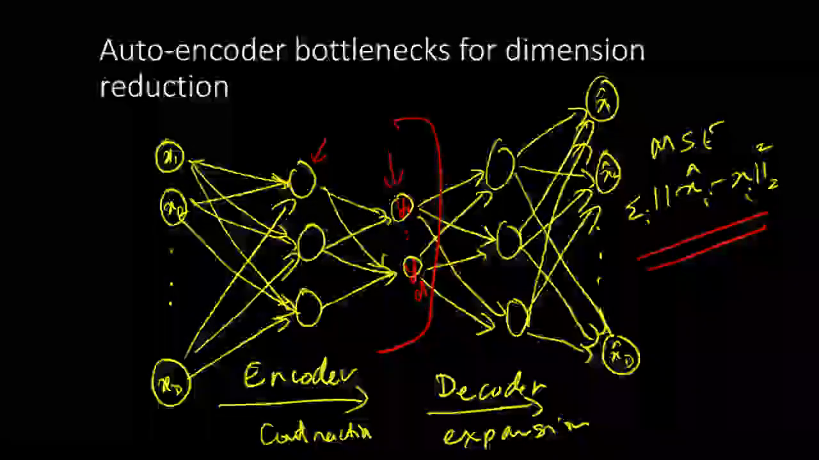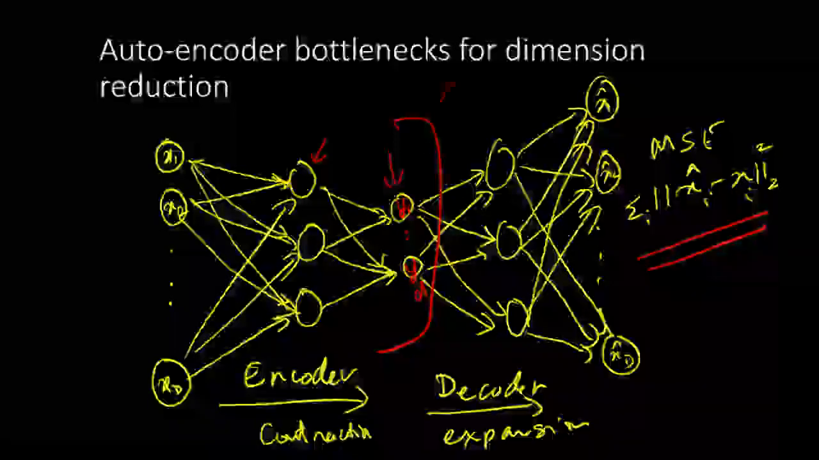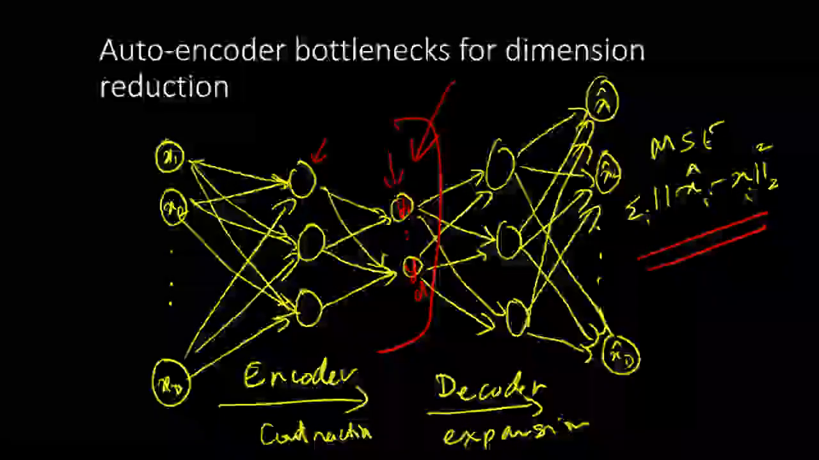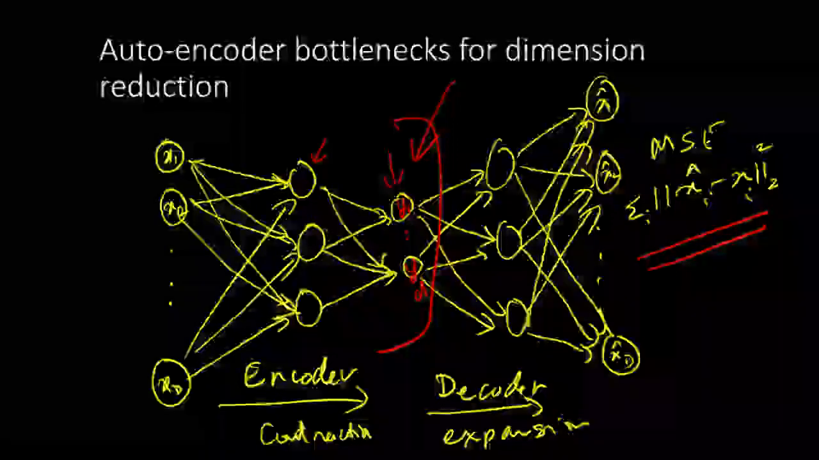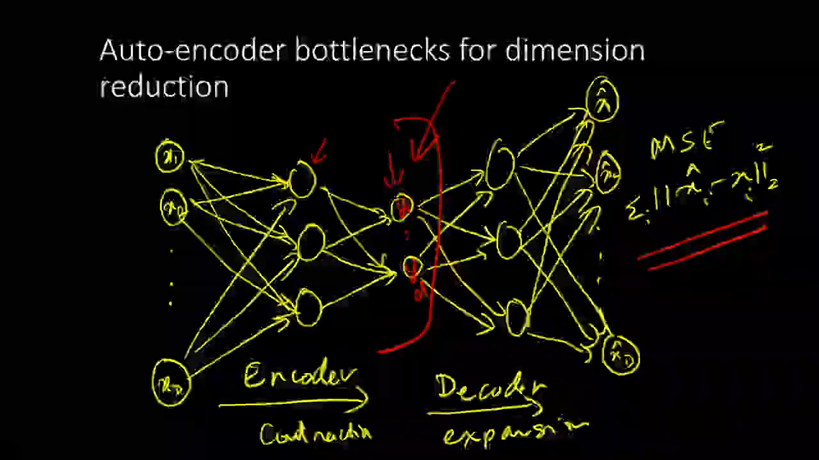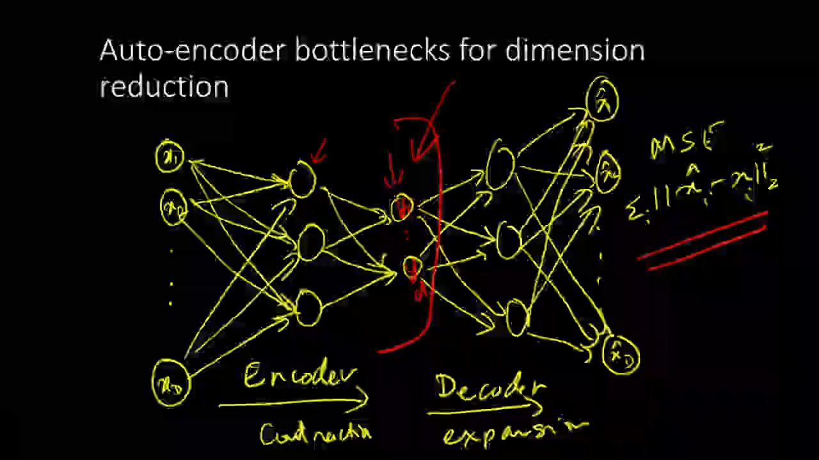Okay, and the only thing is that the bottleneck, this is called the bottleneck. In the bottleneck, the dimension is much lower than the original dimension. So we are forcing all the information to flow through fewer numbers so that we can reconstruct the original, large set of numbers.